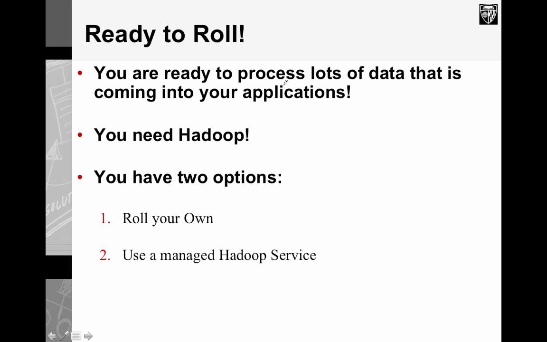You are ready to process lots of data that is coming into your applications because you have a wildly successful application. And so you need Hadoop. You have two options. Option number one would be to roll your own Hadoop, which is get your own hardware, install Hadoop, and do all the processing that needs to be done. The second approach would be to use a managed Hadoop service in the cloud.